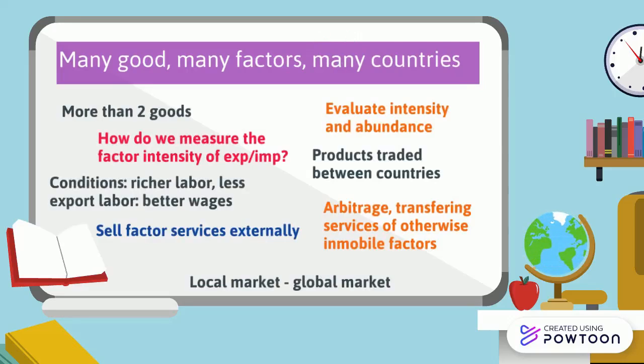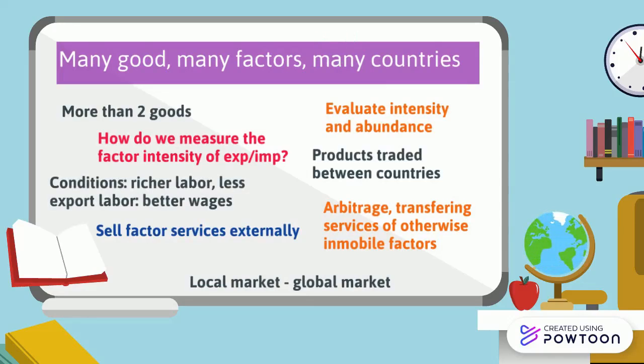The basic insight of the Heckscher-Ohlin model is that traded commodities are really bundles of factors: land, labor, and capital. The exchange of commodities internationally is therefore indirect factor arbitrage, transferring the services of otherwise immobile factors of production from locations where these factors are abundant to locations where they are scarce.